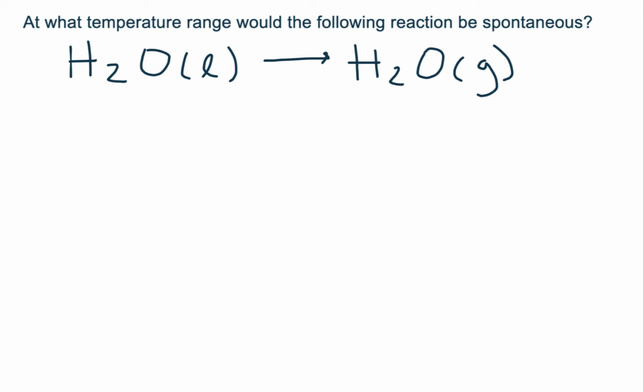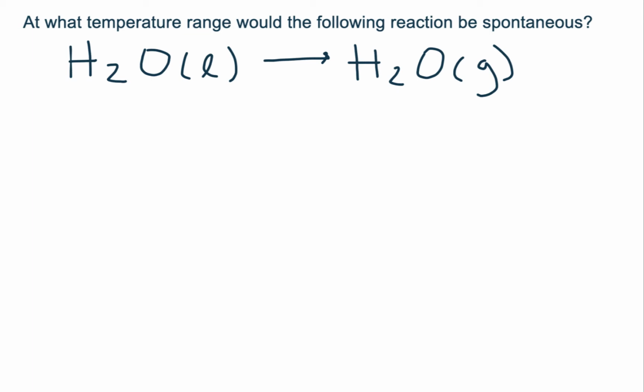So we're going to look at water going from its liquid state to its gaseous state. You already know the answer to this question. At what temperature is this spontaneous? When does water spontaneously go from a liquid to a gas? Water boils at 100 degrees Celsius at 1 atmosphere pressure, and so you already know that this answer should be about 100 degrees Celsius. Above that temperature, so the range would be 100 degrees Celsius and above, this is going to be a spontaneous reaction.